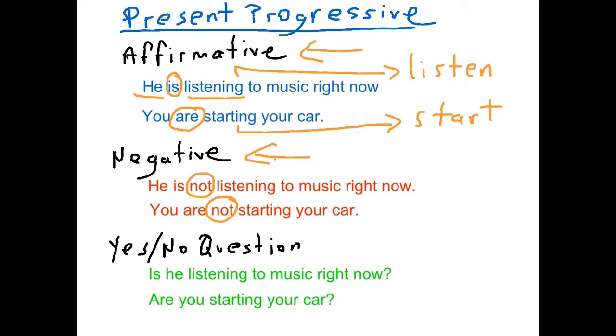You can only answer these questions by yes or no, but if you want to be more specific, you could always add a question word at the beginning. So instead of saying, is he listening to music right now? We could say, where is he listening to music right now? Or, why are you starting your car?